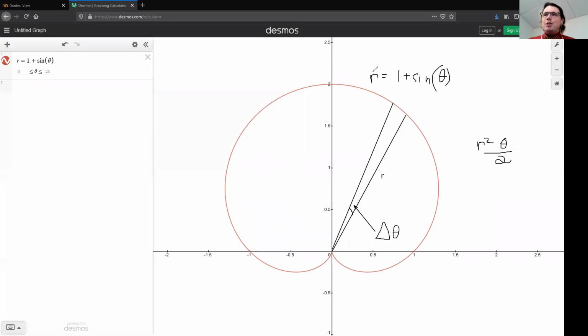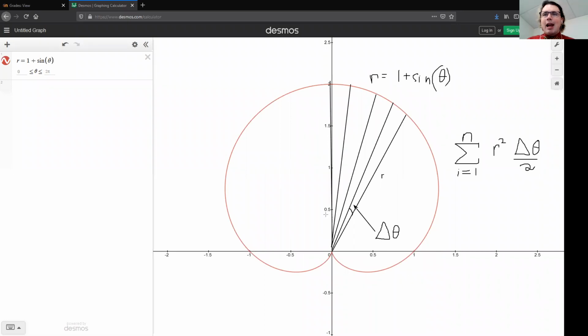So what amount of area am I adding up? I'll have a certain number of sectors depending on how many pieces I'm breaking this down into. And I need to add up my area for each piece. The area is again r squared times my angle, which is now delta theta, all divided by 2. And let's say that I have n of these sectors that I'm adding all up. Like here and here and here and so on.